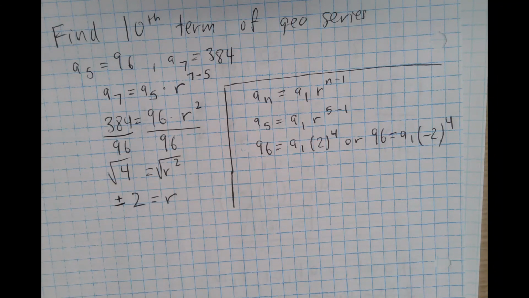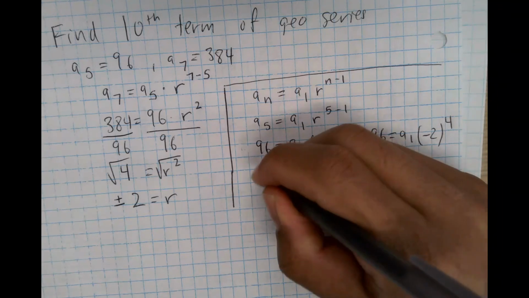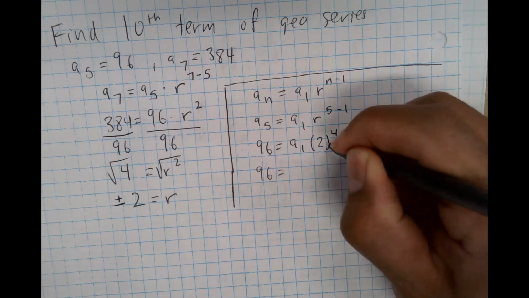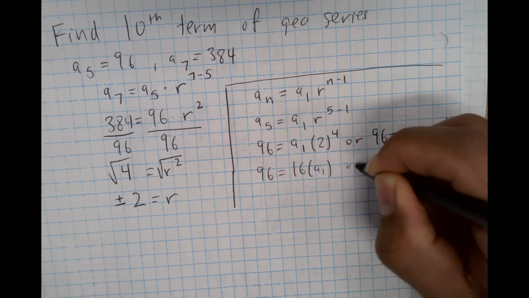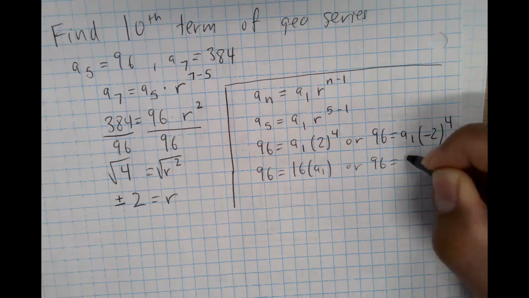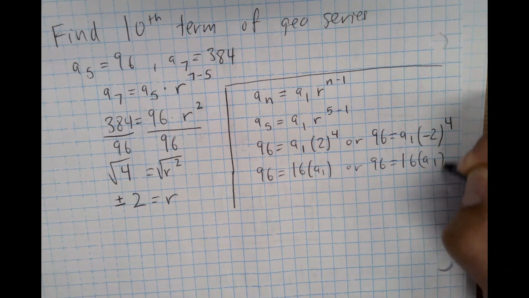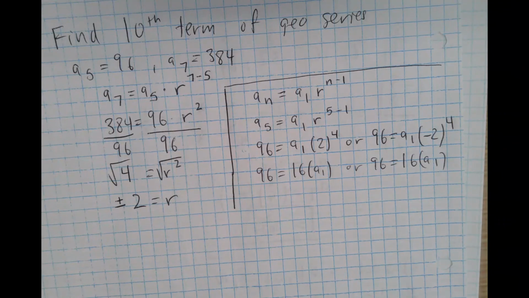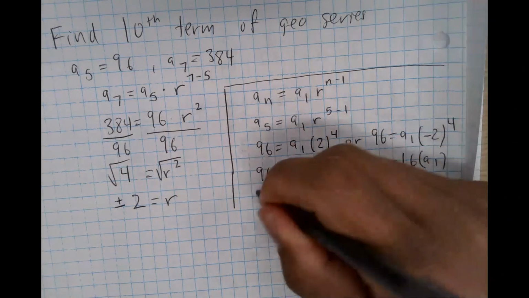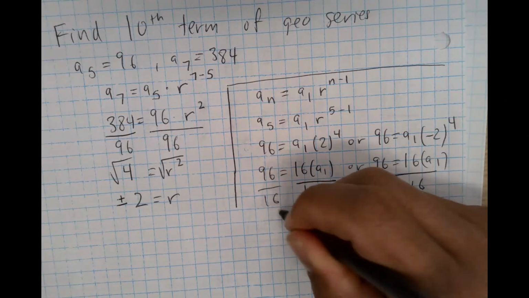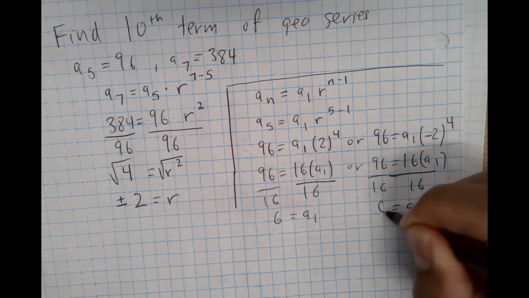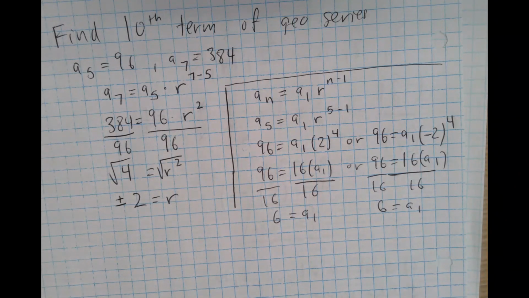The next thing I would do is solve, so I get 96 is equal to, 2 to the 4th power is equal to 16, so 16 times a1, or I have 96, which is equal to also 16 times a1, and then I just want to solve for a1, so divide by 16 on both sides, and I get a1 is equal to 6. So either way, I get the same answer that a1 is equal to 6.